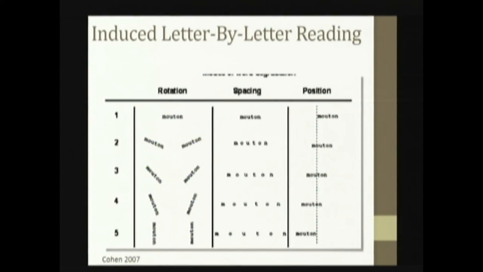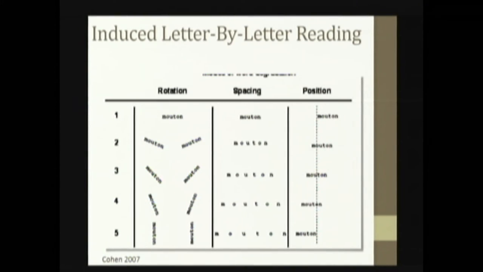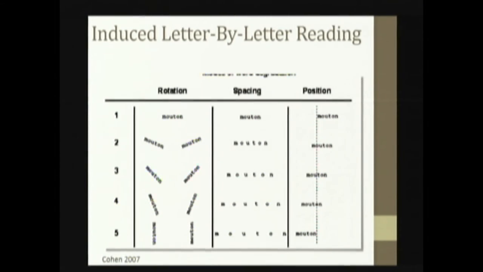So there was a study to see if they could induce letter by letter reading, or what kind of features would make the VWFA stop working so that the person has to do letter by letter reading. They tried rotating words to different angles, and they tried spacing between the letters. And you can see a gradual spacing here. And then they tried changing the position of the words.